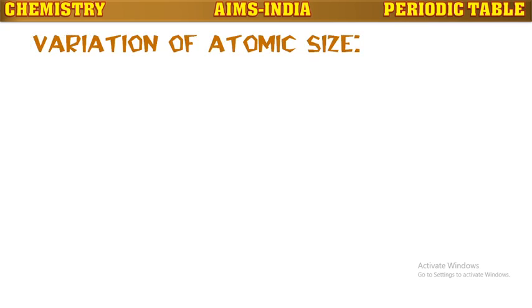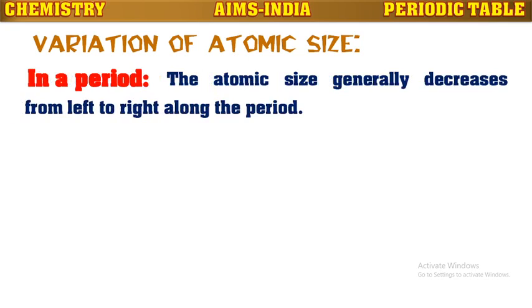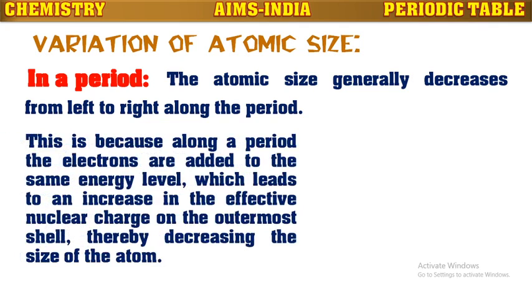Now let us see the trending of this atomic size in the groups and periods, that is, the variation of atomic size. If you consider a period, the atomic size generally decreases from left to right along the period. This is because along a period the electrons are added to the same energy level, which leads to an increase in the effective nuclear charge on the outermost shell, thereby decreasing the size of the atom.